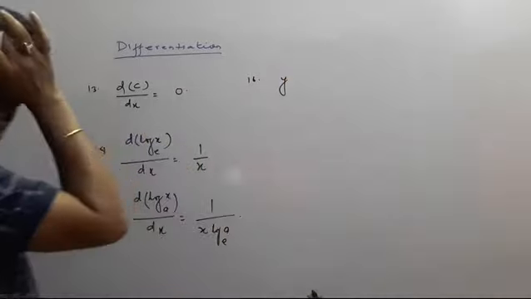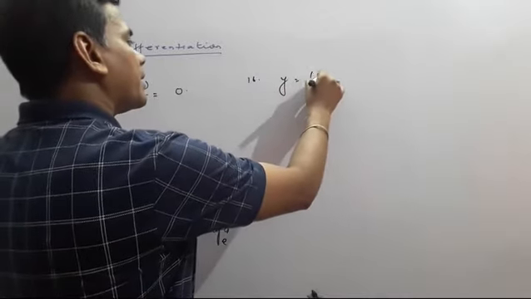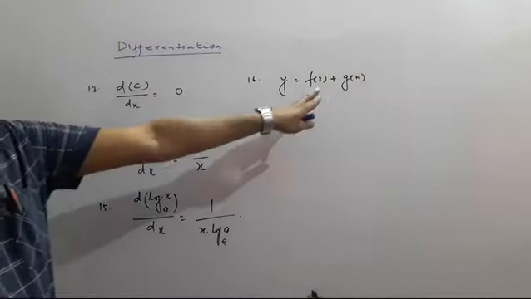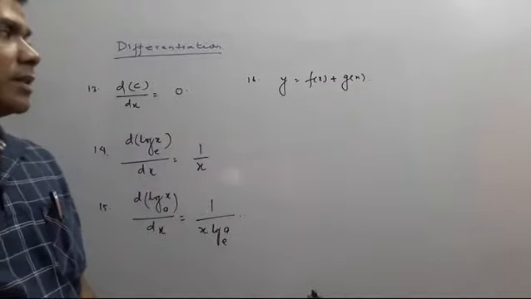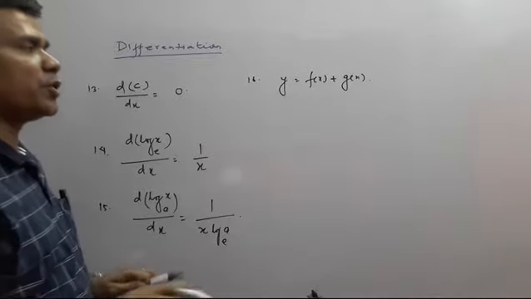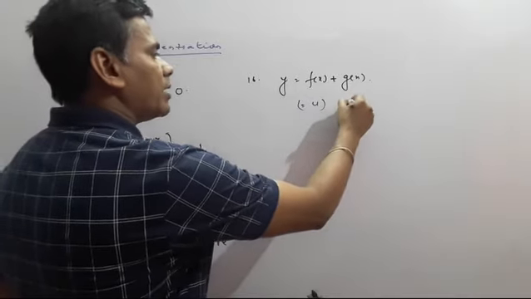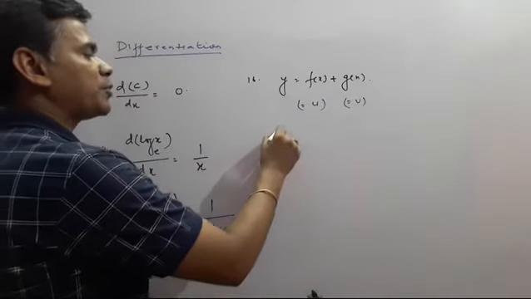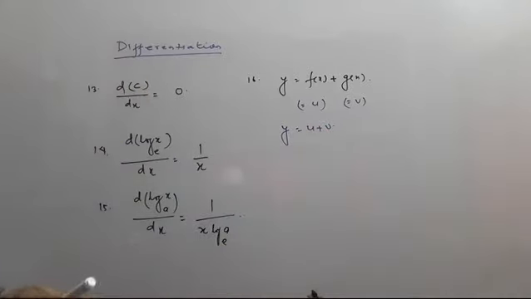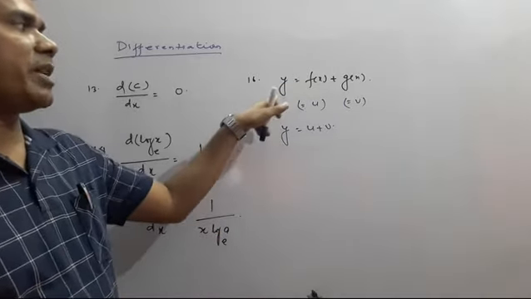Suppose you are given the differentiation of two functions in the form of a sum, differentiation of f(x) plus g(x). For the sake of understanding, I suppose here f(x) is u and g(x) is v. It means you will have to say y equals u plus v. But here my question: y depends upon which variable? Your answer will be that it depends upon x.